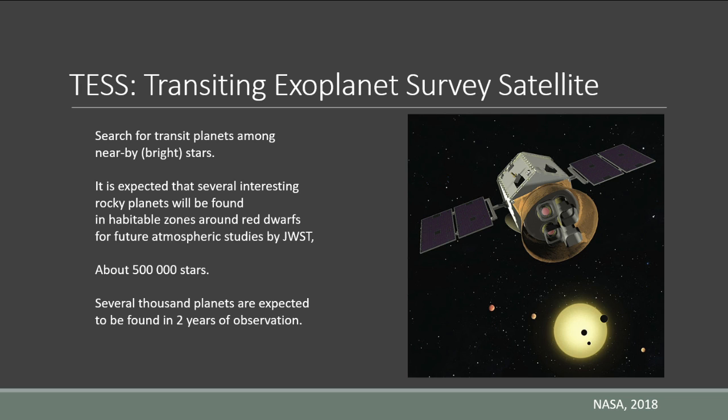The main observational program, say the guaranteed observational program, is already finished, but the satellite is working. It's fine with the satellite, so it can work for several years more. People are reducing data, and already now there are tens of planets discovered with TESS, and there are thousands of candidates which will be confirmed soon.